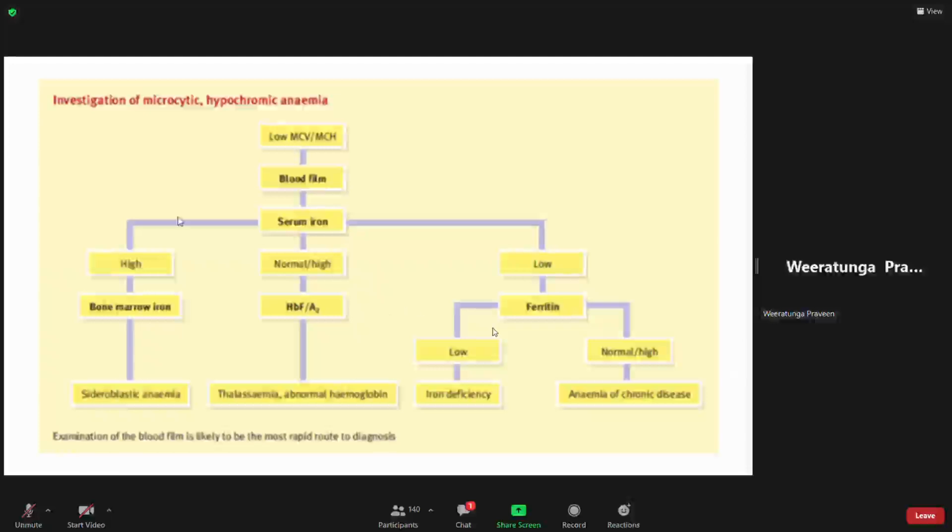So there's ferritin in the bone marrow stores, but the body cannot release the iron from these bone marrow stores.